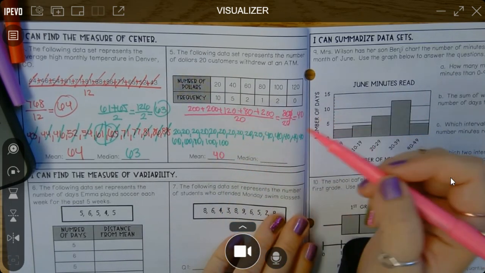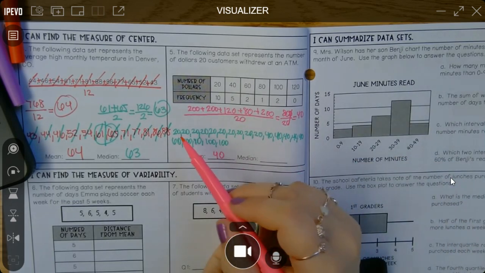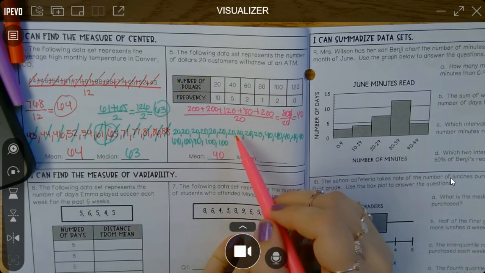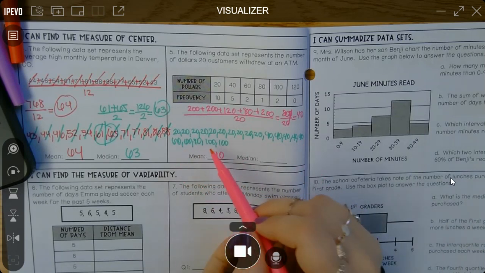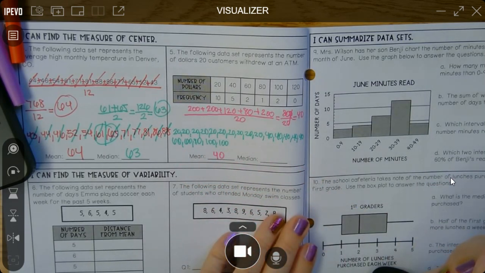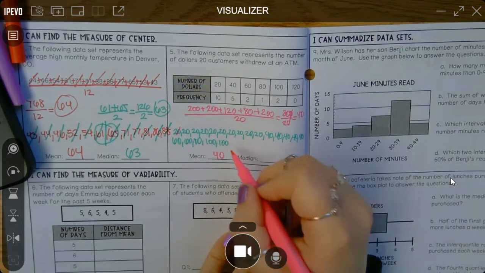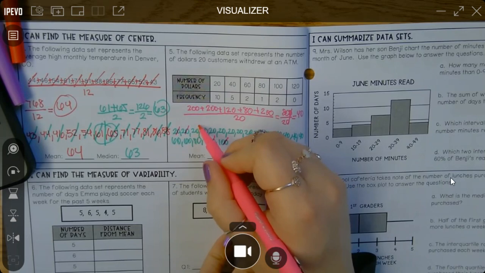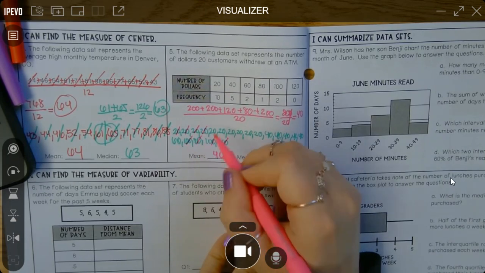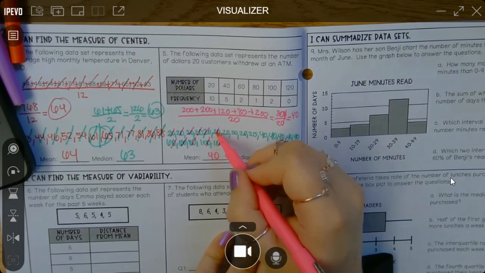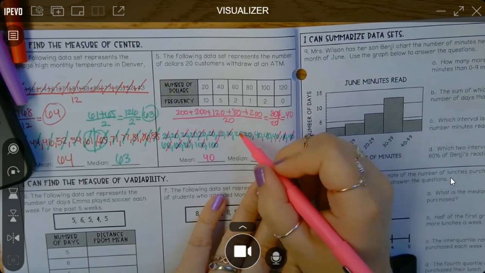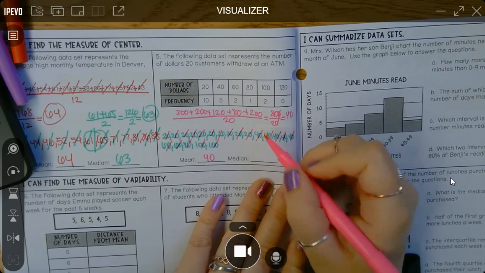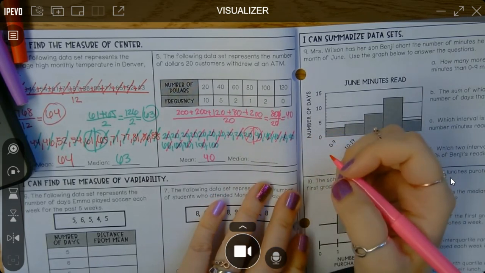And then you know there's 20 numbers. Did I write down all 20 numbers? 1, 2, 3, 4, 5, 6, 7, 8, 9, 10, 11, 12, 13, 14, 15, 16, 17, 18, 19, 20. Good. Before I started crossing off to find the median, let's make sure we wrote them all down. Okay, so beginning, end, beginning, end, and so on, crossing off from both sides. It is between that 20 and 40.